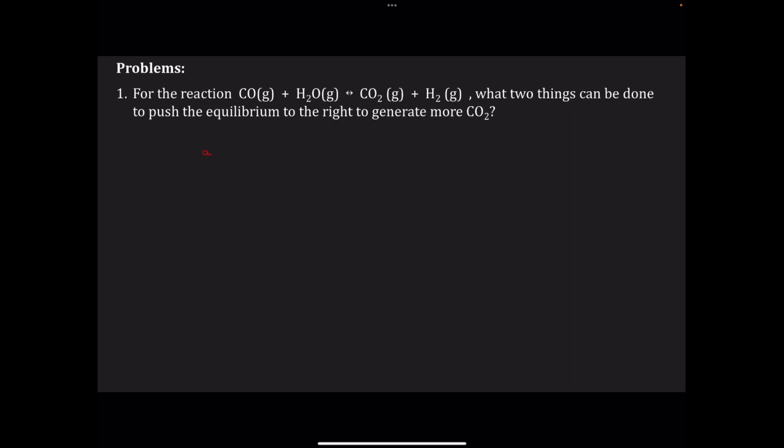One would be we could add more reactant. Adding more reactant, we shift to remove what we add. We use reactants by shifting forward. So we can add more carbon monoxide or water. The other possibility that pushes it forward is to remove product. So we could remove carbon dioxide or hydrogen. So both of those scenarios would push that reaction in the forward direction, causing us to generate more product.